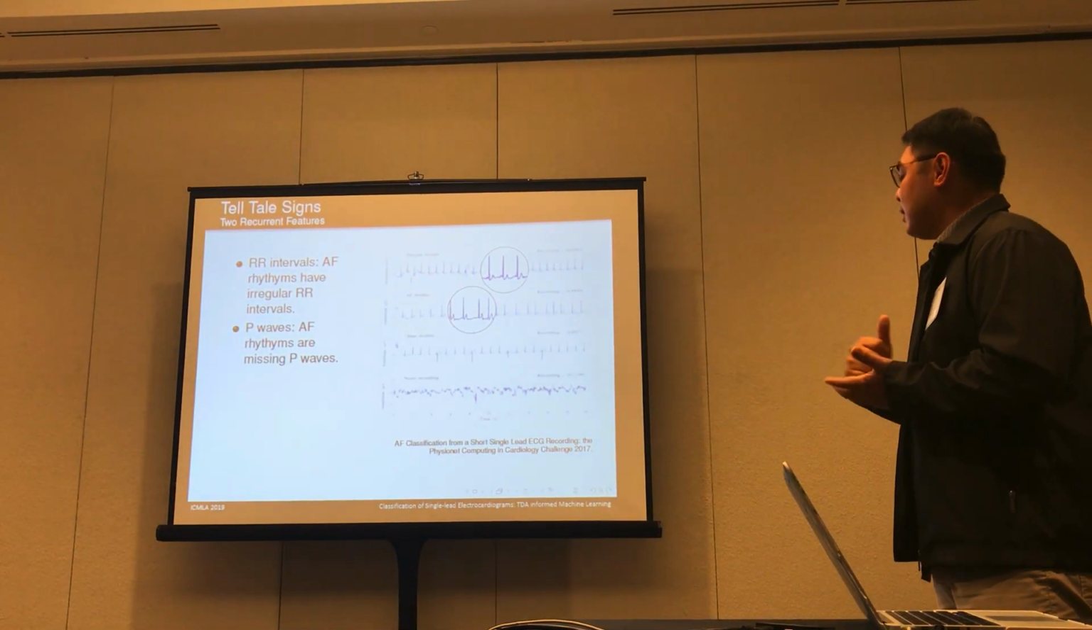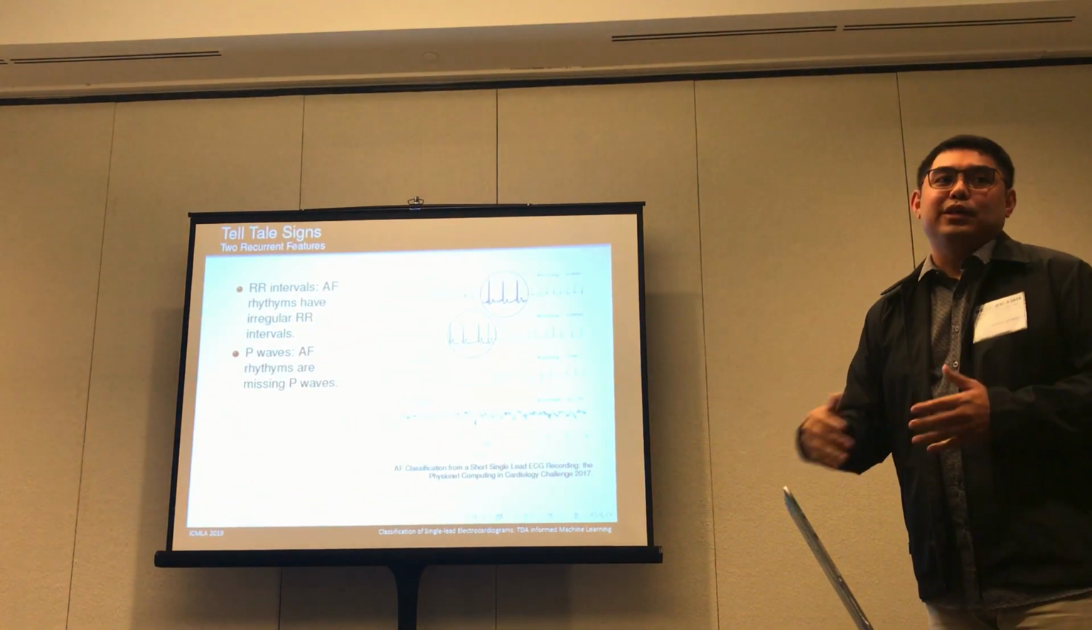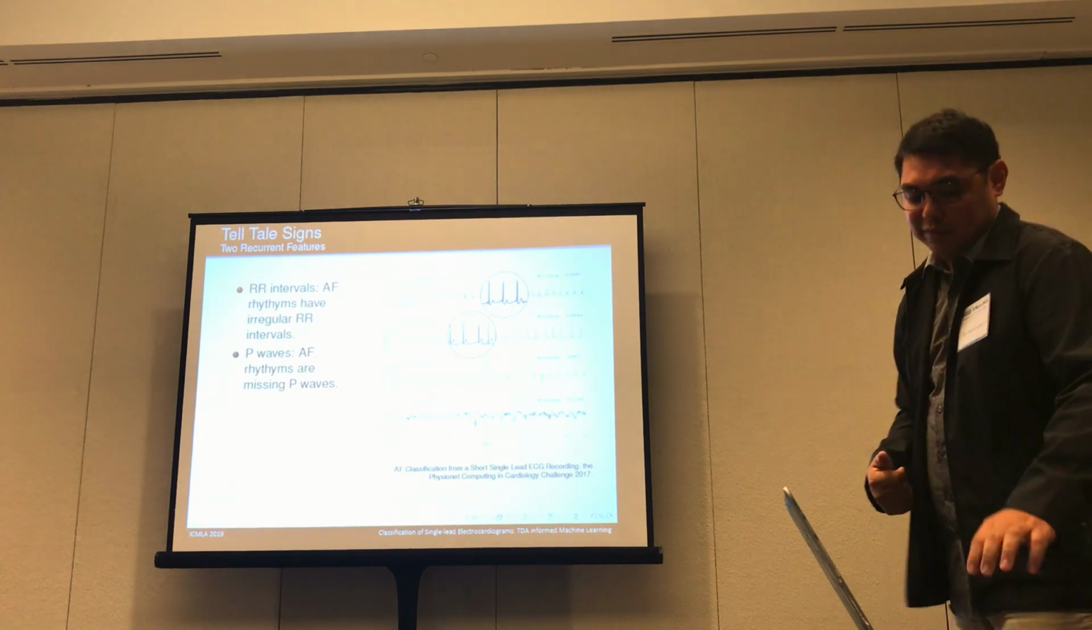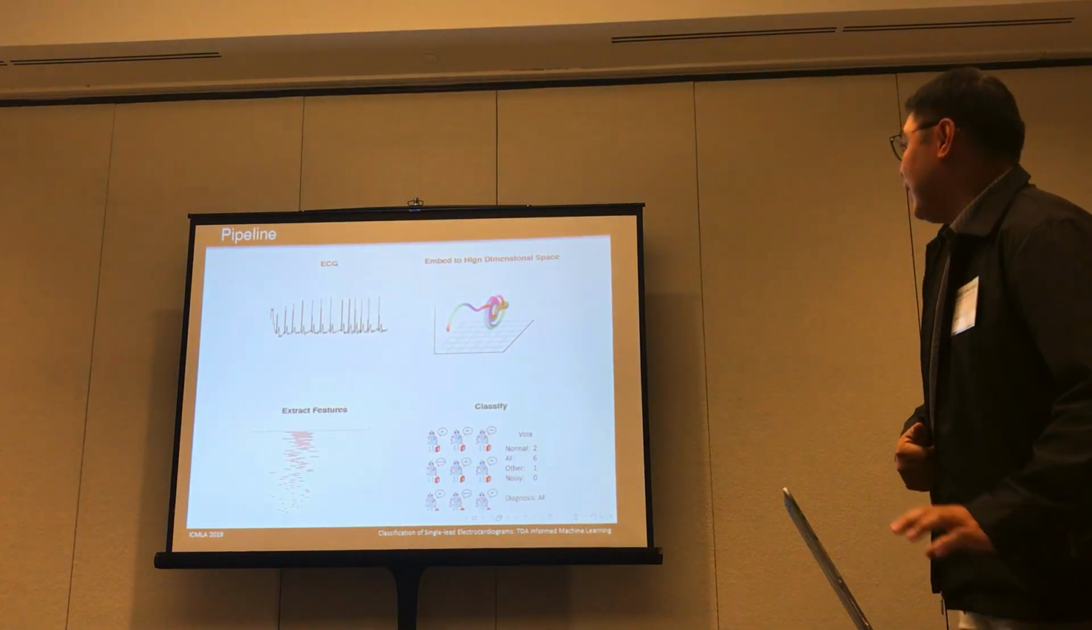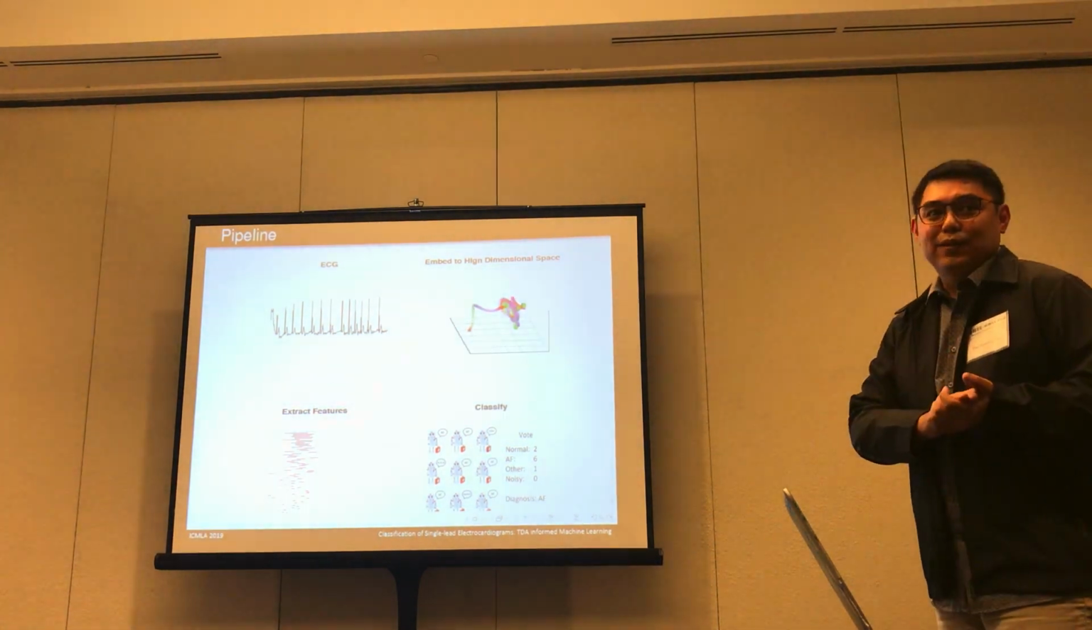And so these are very local landmark points. We wanted to ask if the overall topology of the ECG can be used to determine whether the ECG is normal or it has atrial fibrillation. And so this is the pipeline. This is something that you've already seen. This is the same pipeline that Sarah used in the first talk.